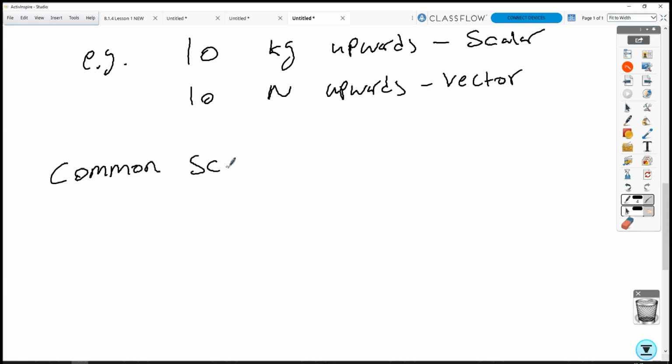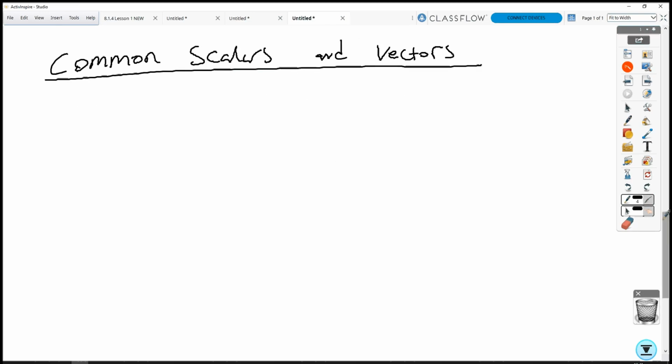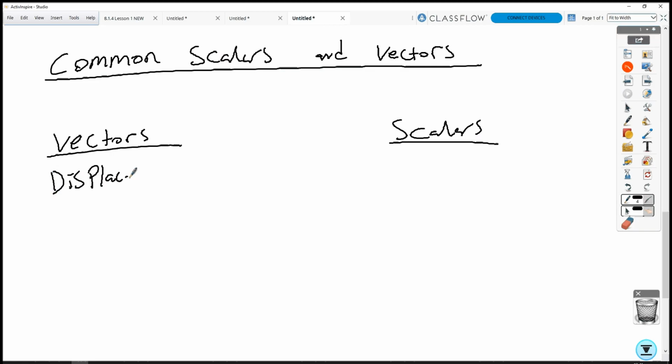We'll make a list of common scalars and vectors. And we'll start with special cases first. So we'll make two lists. So first one is displacement, measured in meters. So when we're talking about vector, we use the word displacement. When we talk about the non-vector version of displacement, in other words, I just give you the product, the magnitude, but I don't give you any information about direction, we then call it a distance. So this is a special case.